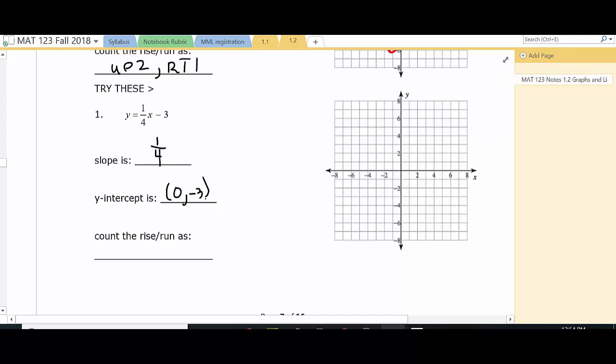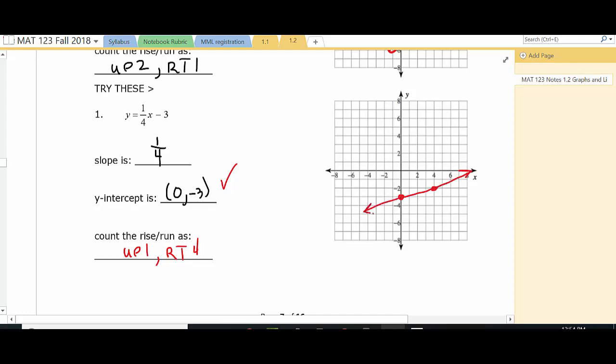All right, so what do you do? You always start at the y-intercept. You need to have a dot at -3, and then you want to go up 1, right 4 from that dot. So up 1, right 4. And be sure that you connect it into a straight line.